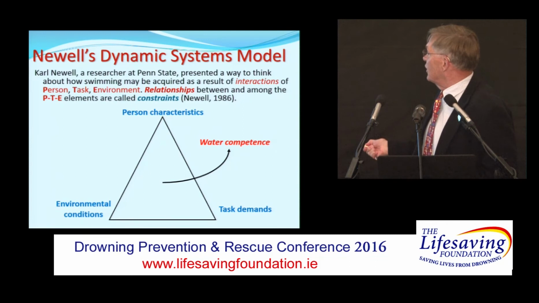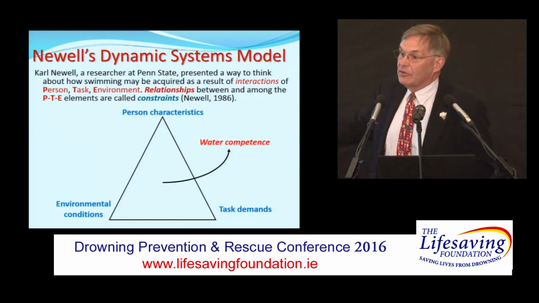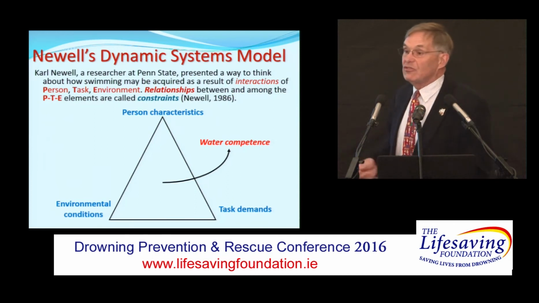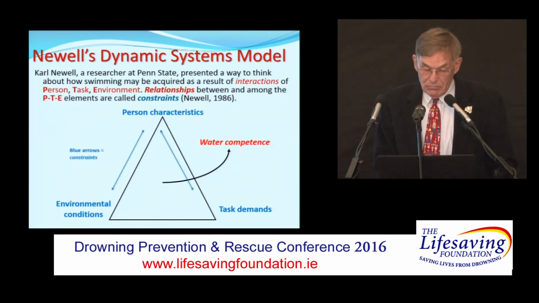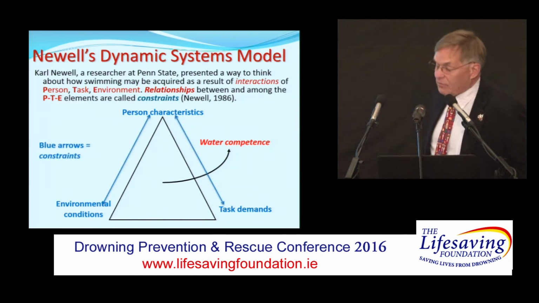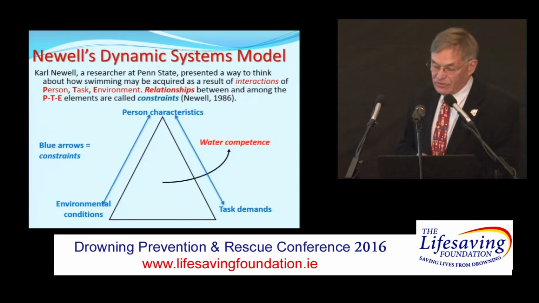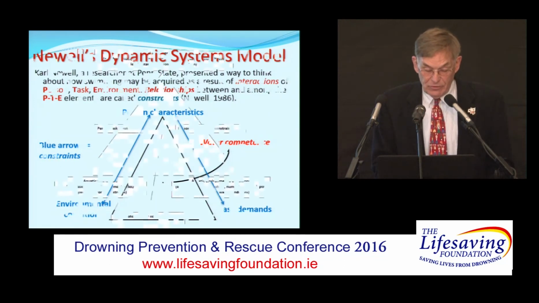All it requires is for the person to change some capability, or sustain an injury, or the task to change, or the environment to change, and our water competence changes. And so we think of these constraints as the interactions between the person and the environment, and the interaction of the person and the task. We will call those person-task constraints and person-environment constraints.